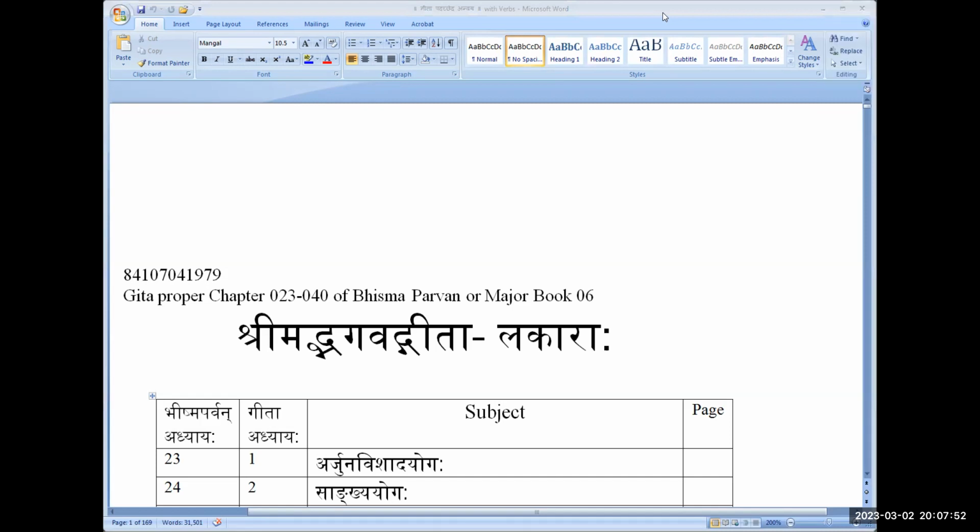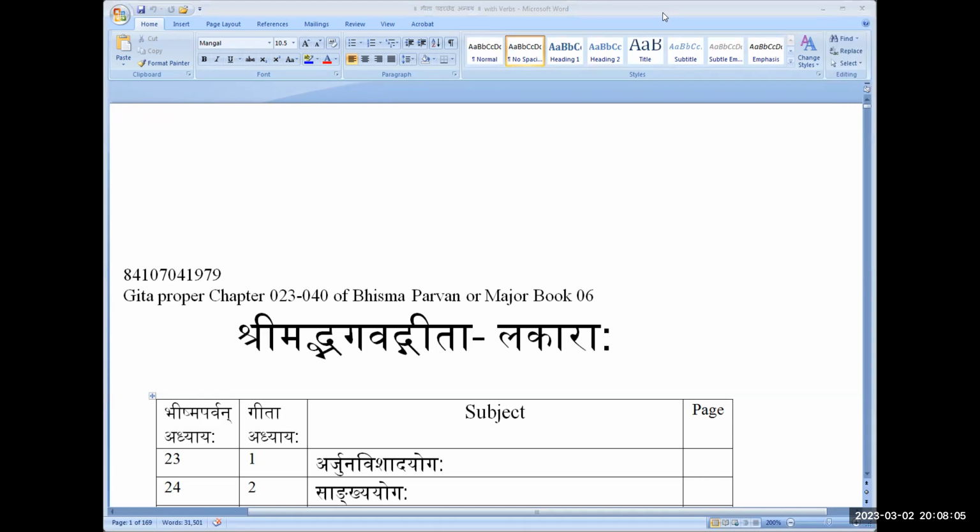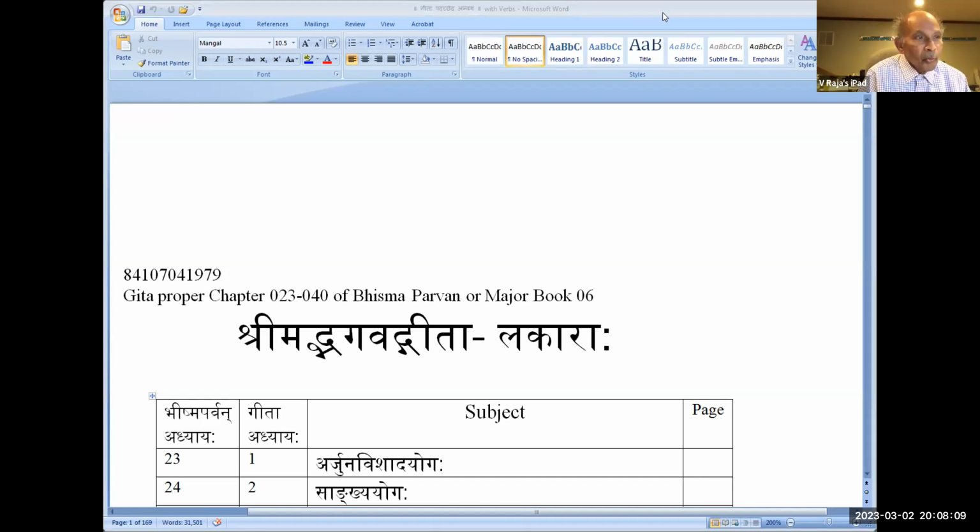What is lakaraha? Okay, these are verbs. Lakara is the singular, lakaraha, like Ramaha. Lakara means verb. It's a verb. And you may say, why is it called lakara? We'll see that in 1 second.